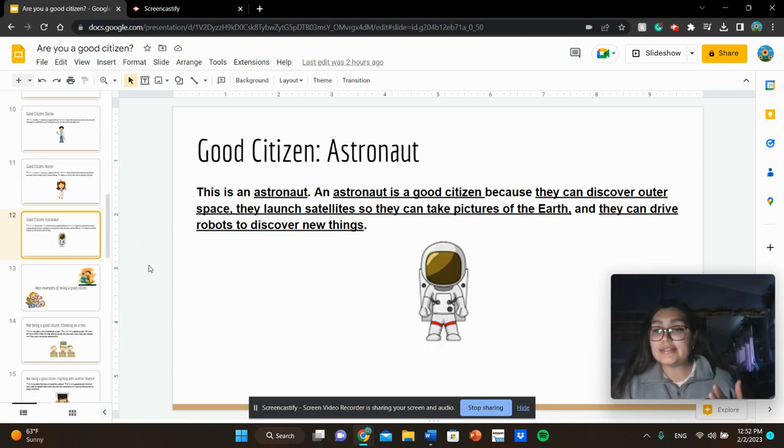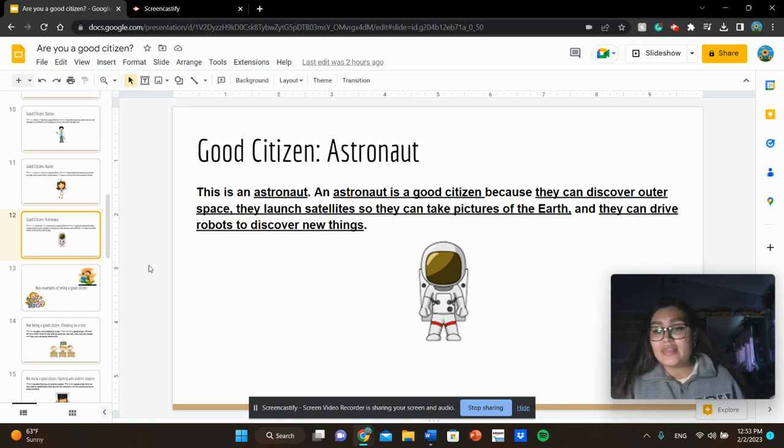And our last example here is an astronaut. So an astronaut is a good citizen because they can discover outer space, they launch satellites so they can take pictures of the earth, not only of the earth, but they can take pictures of the moon and other things outside of outer space. And they can drive robots to discover new things. So having this kind of example, astronauts are able to give us more information about what's outside of the earth because we can't go outside of the earth.